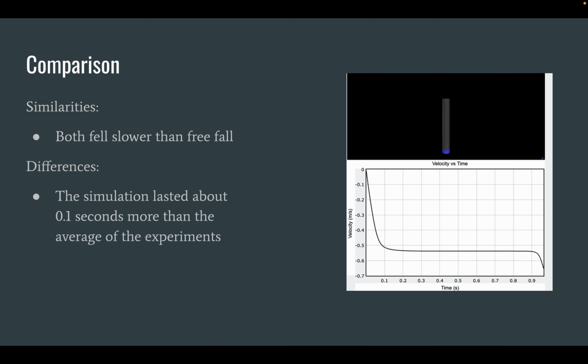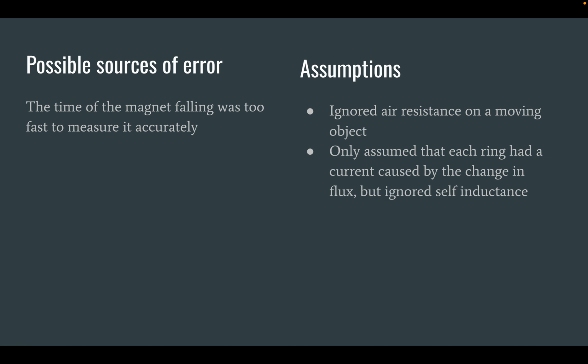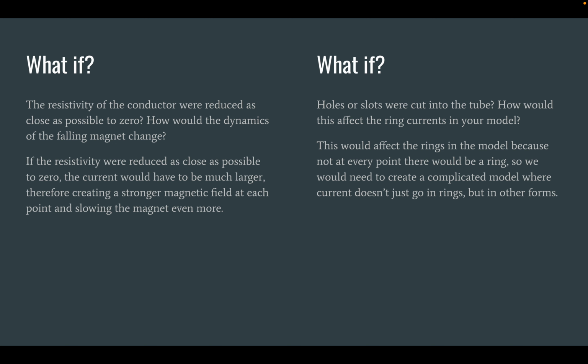The comparison is that both fell slower than free fall, and the difference was that the simulation lasted about 0.1 seconds more than the average of the experiments. The possible sources of error are that the time of the magnet falling was too fast to measure accurately, and the assumptions were that we ignored air resistance on a moving object and only assumed that each ring had a current caused by the change in flux, but ignored self-inductance.